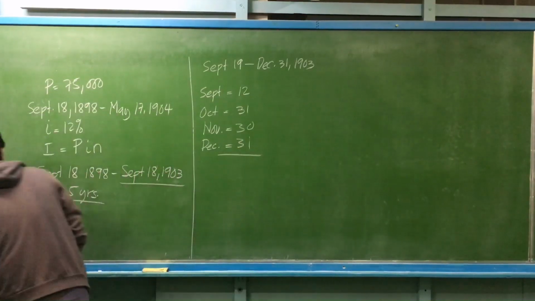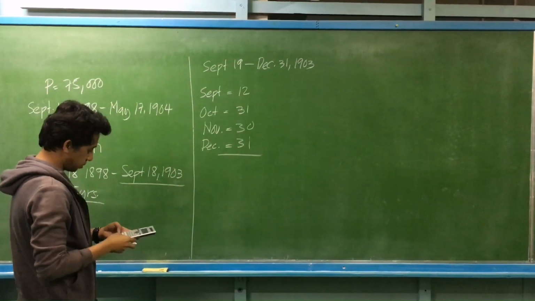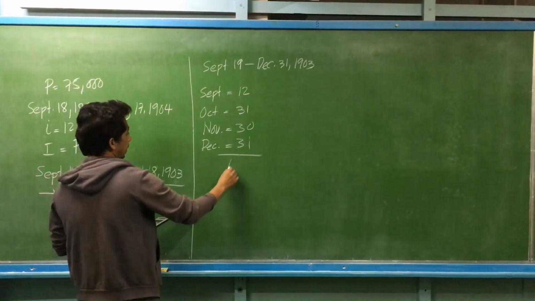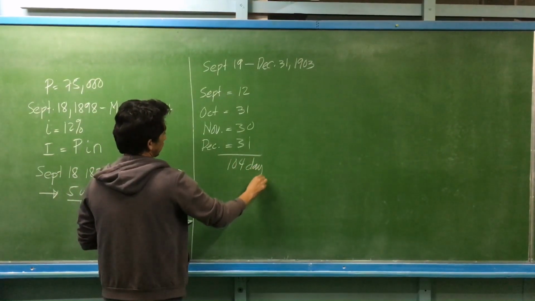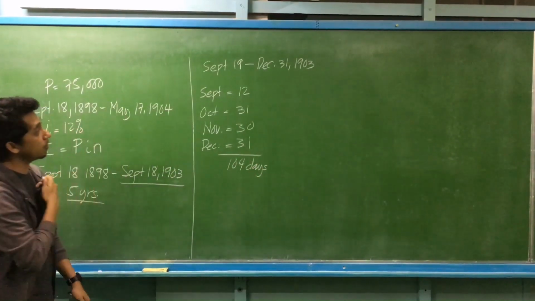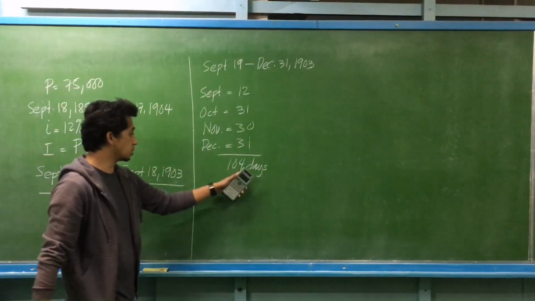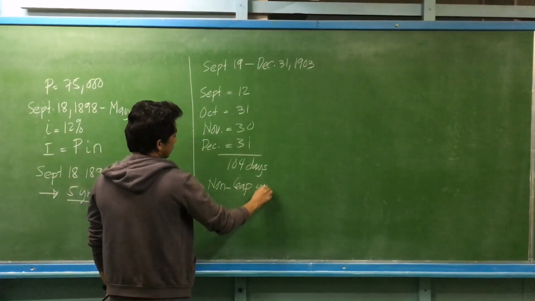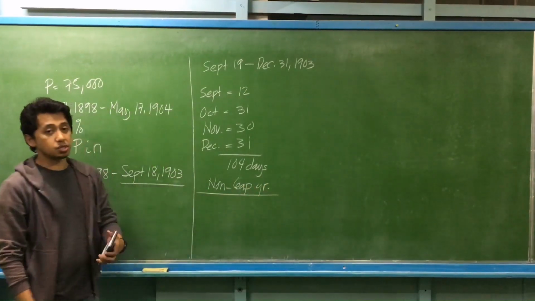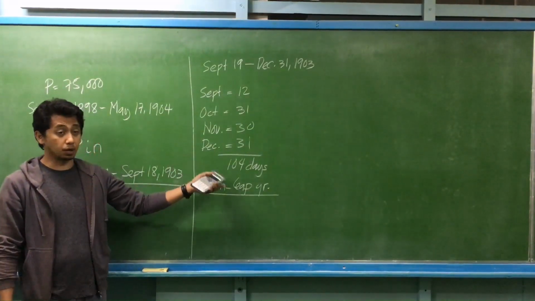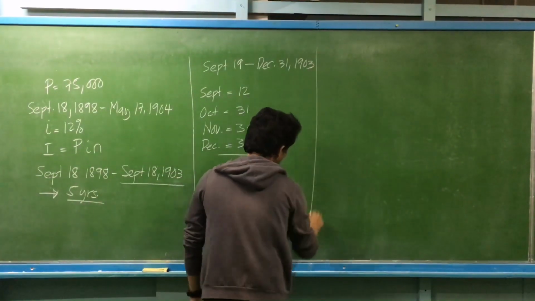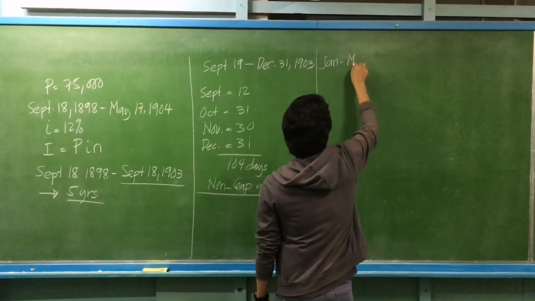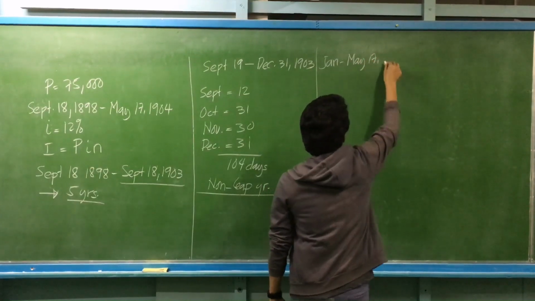So a total of 104 days. Yung remaining 104 days for 1903. So take note, this is non-leap year. So kapag exact simple interest, kailangan nyo i-observe kung yung year is leap year or non-leap year. So kailangan natin isunod na bilangin is yung from January to May 17 of 1904.